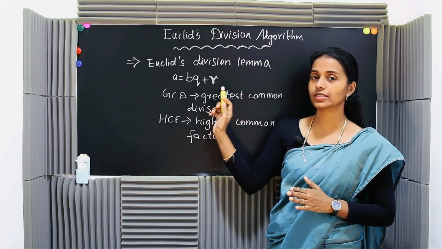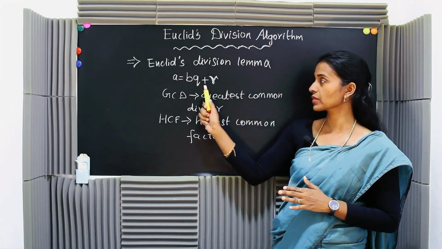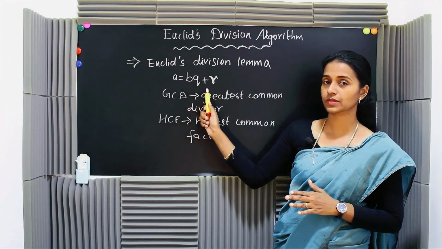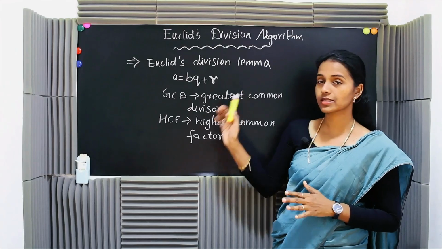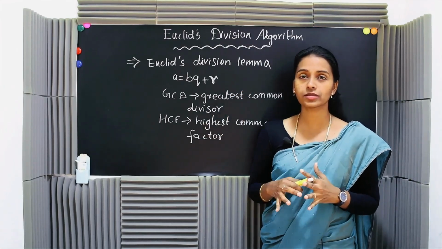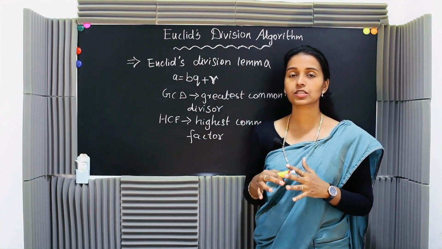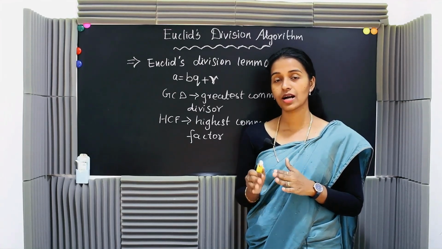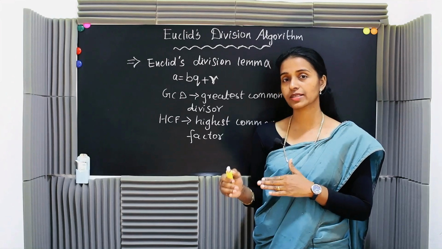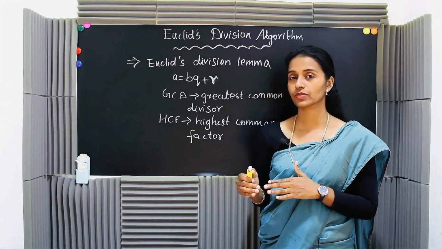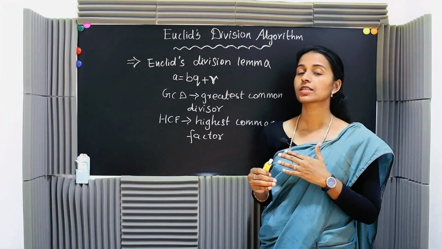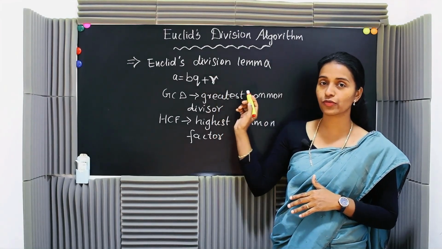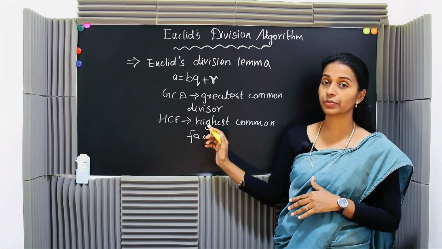What is Euclid's division lemma formula? A equals BQ plus R. Alright. This Euclid's division algorithm is a process of dividing one number by another until it reaches the remainder 0. The main goal of this algorithm is to find GCD, to compute GCD.